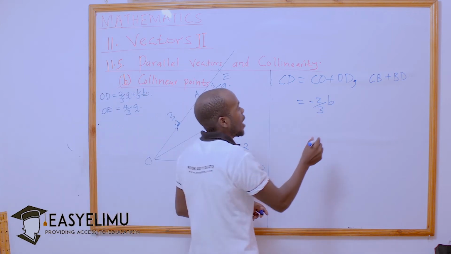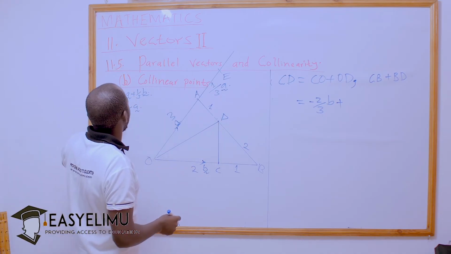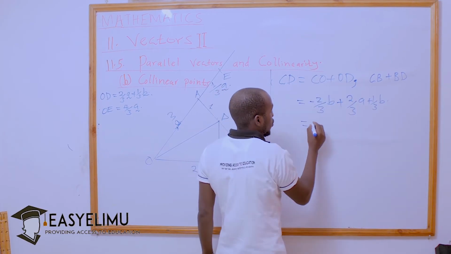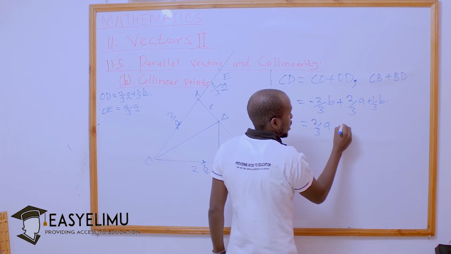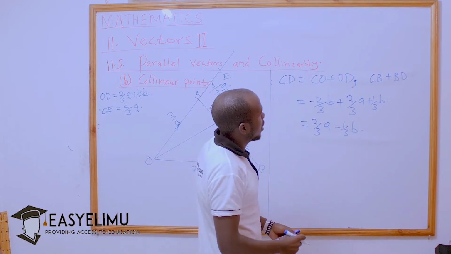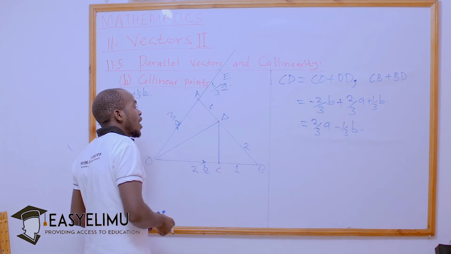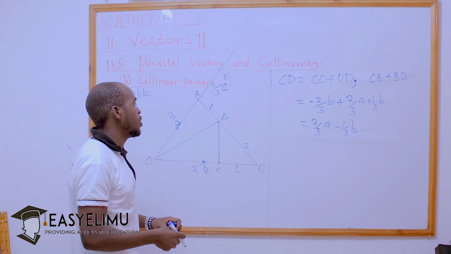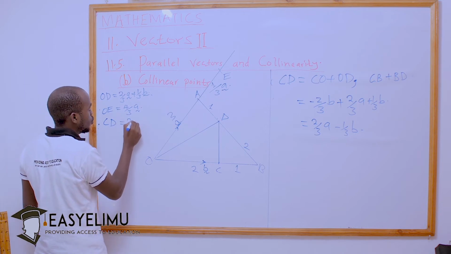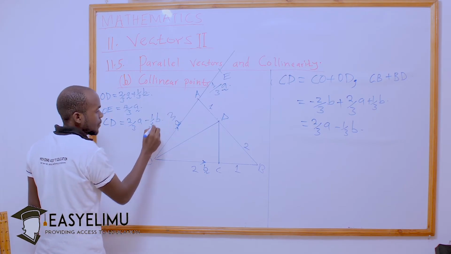Then we are going to add OD. On adding OD, we found OD was 2 over 3 A plus a third B. Now we shall have 2 over 3 A minus a third B, because if you take 2 over 3 B, which is negative, and you add 1/3 B, you will have a negative of a third B. So we have found that CD is equal to 2/3 A minus a third B.